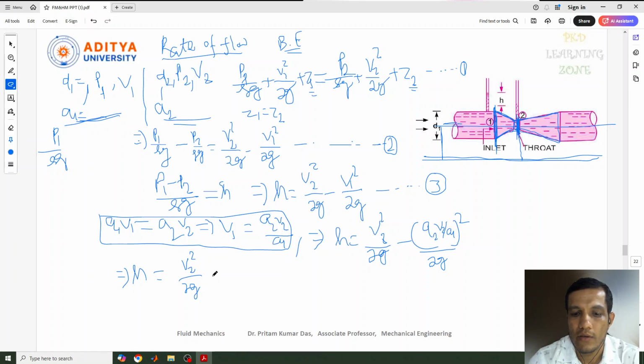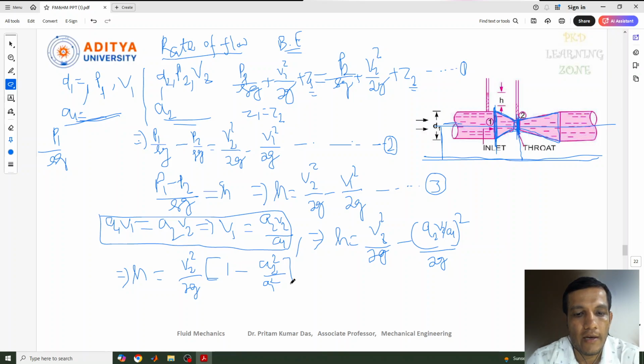now A2 V2 by A1 whole square. Now if you just elaborate this one, what will we get, V2 square by 2g, and we can write a square bracket. I've taken it common, because here also we'll get the V2 square by 2g. So from here and here, I have taken the common V2 square by 2g. So here V2 square by 2g is already gone out, which means in the bracket we'll get only 1 minus, what will we get here? A2 square by A1 square.